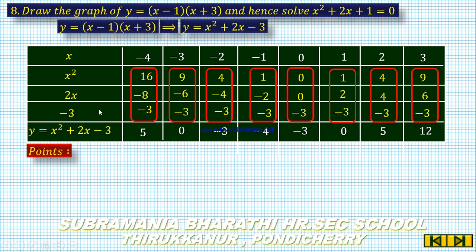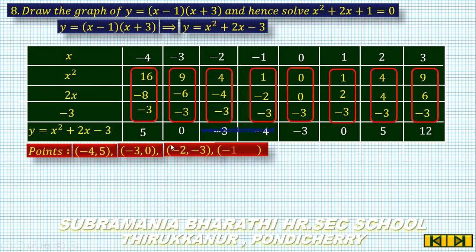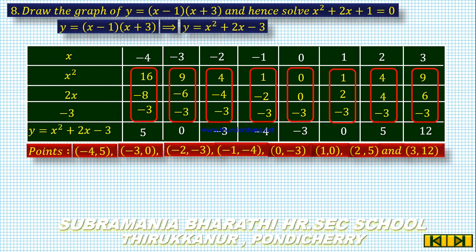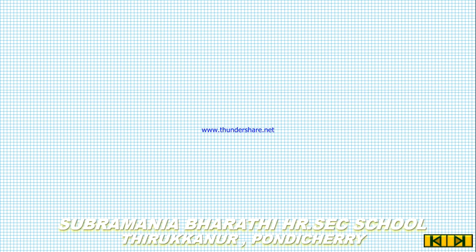Now we want to plot the points x comma y: minus 4 comma 5 and minus 3 comma 0 and minus 2 comma minus 3 and minus 1 comma minus 4 and 0 comma minus 3 and 1 comma 0 and 2 comma 5 and 3 comma 12. These are the points. Now we want to solve the two equations, like y is equal to x square plus 2x minus 3.